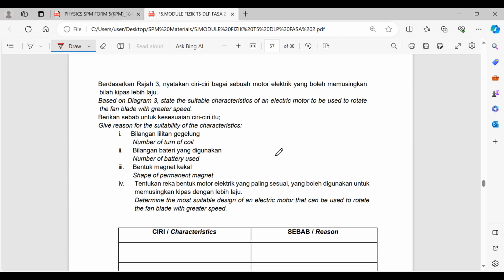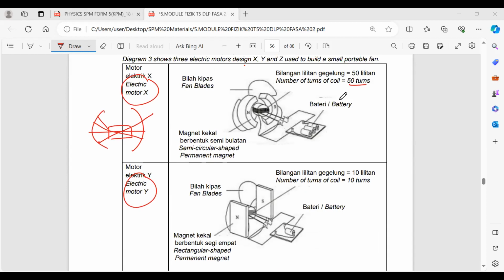Then the semicircular magnet produces a radial magnetic field. Yes. So more number of batteries increases the current. Okay, let's start. The conclusion is which one is suitable? X, Y, Z. So you have X, Y, Z. Which one is more suitable?